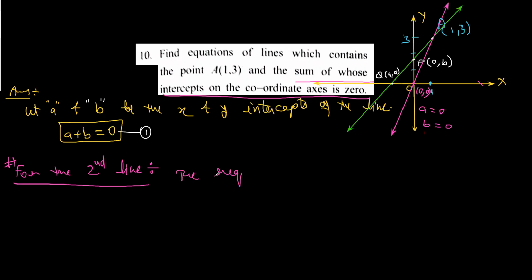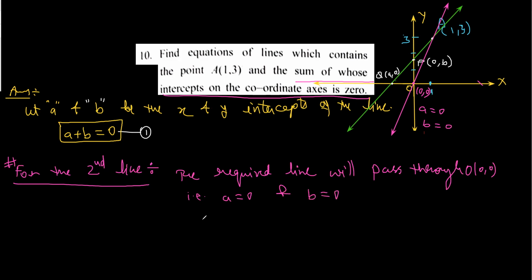So here I write for the second line, the required line will pass through the origin O(0, 0). That is, A is 0 and B is 0. Therefore, A plus B is 0. Okay, it satisfies the condition. Now I have to get the equation. How do I get the equation? Very simple. Now I will get the equation in two-point form. See, for this line, the pink line, see what you have? You have the pink line or magenta line, whatever you say.